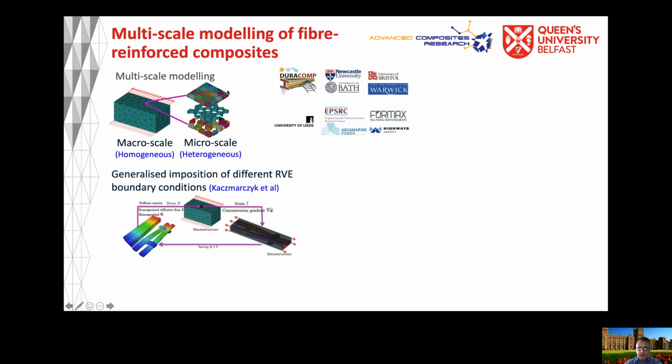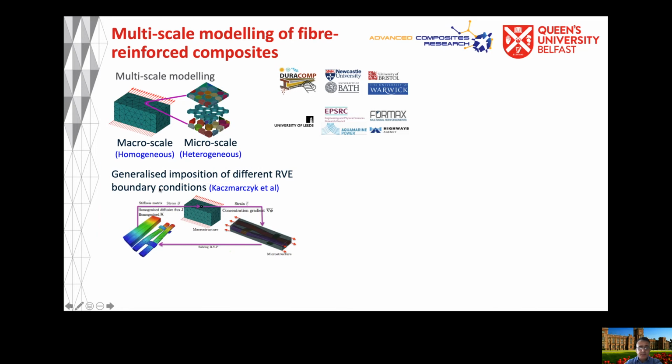Recently, I'm working on the multi-scale modeling of fiber reinforced composites material. So I'm using a strategy which is what we call multi-scale modeling. The idea is that on the macro scale, we assume that the structure is homogeneous, and then we include heterogeneities on the micro scale. So in this case, this is the micro scale. So we have matrix, fibers and the representative volume element.